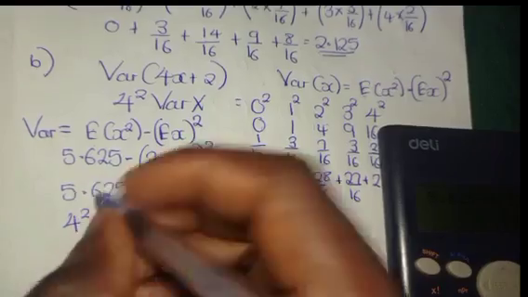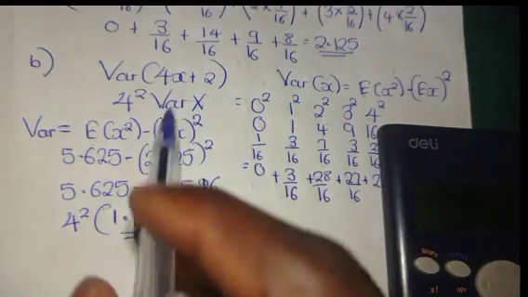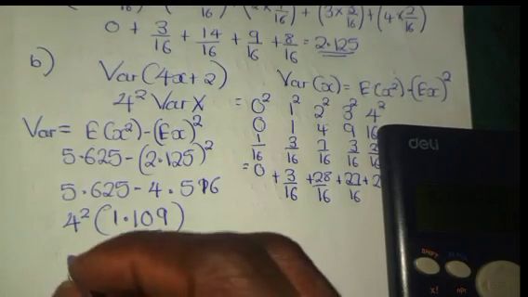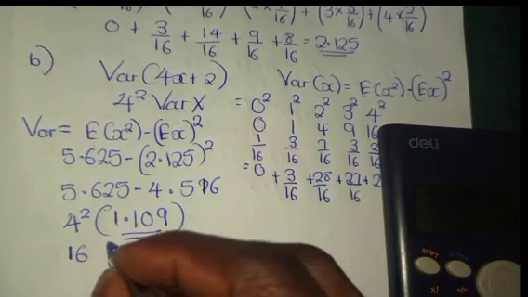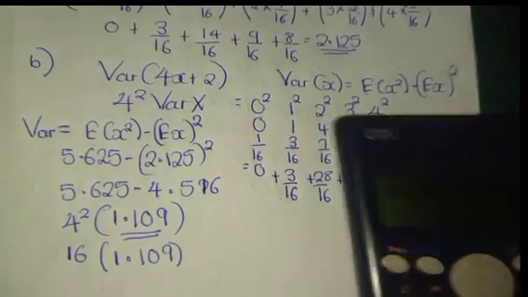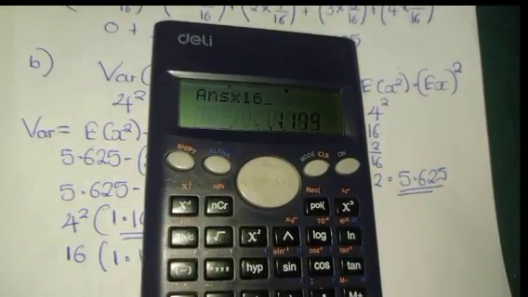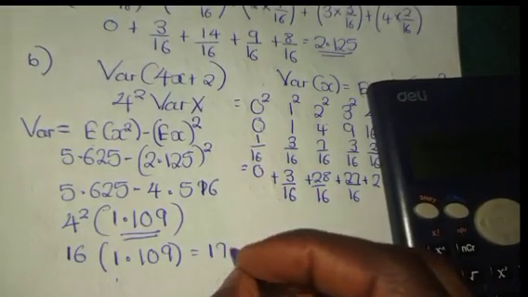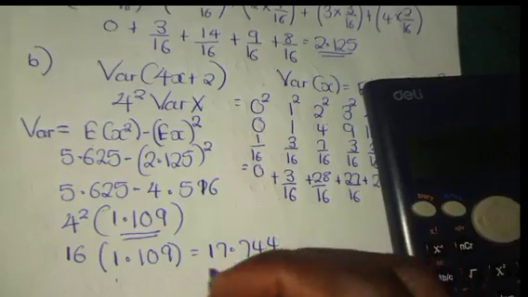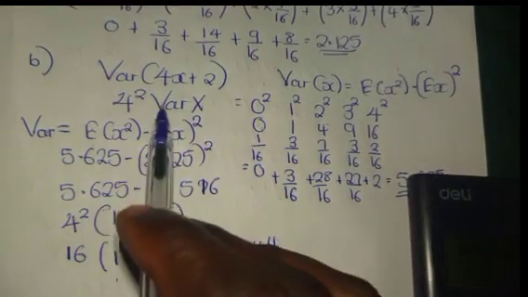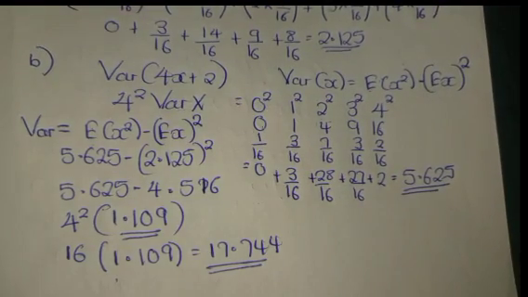4 squared in this case now. So remember, what we were finding was the variance of x, and you know to say 4 squared is 16, and we will multiply 1.109, which is the variance of x, times 16, and you will get your answer to be 17.744. So this is the variance of 4 squared, the variance of x.